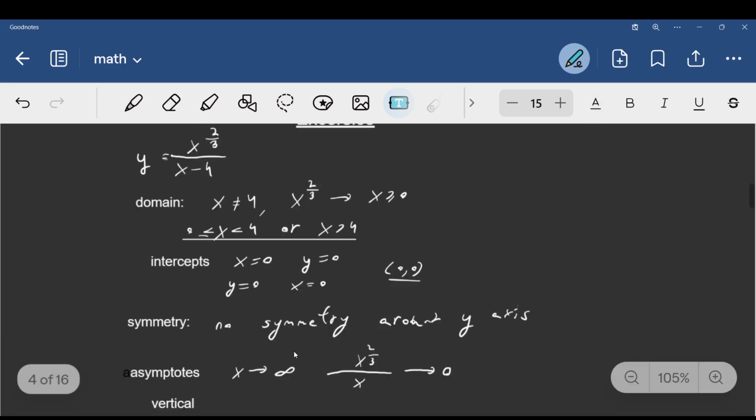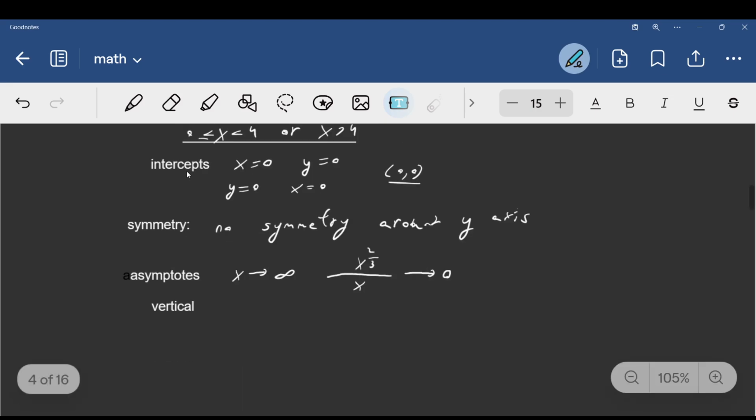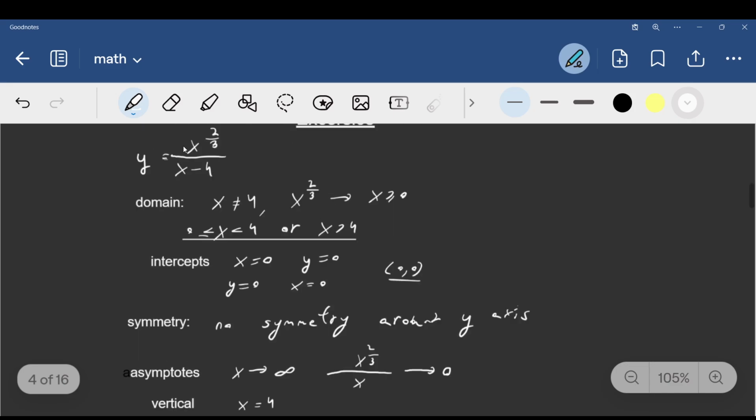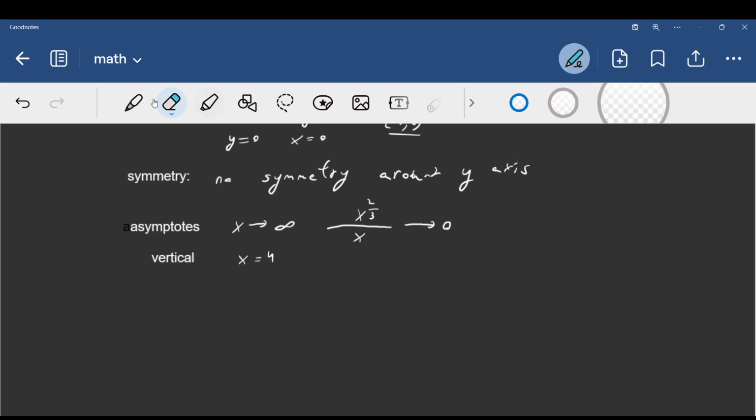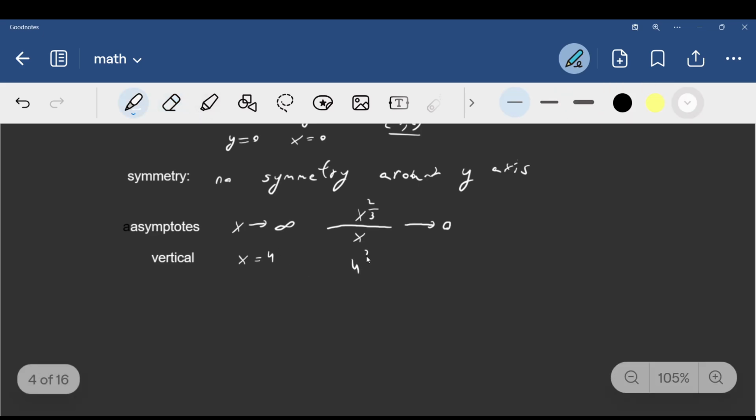So the only suspect for a vertical asymptote is the value x equals 4. So let's see what happens to our function as it approaches 4. We cannot substitute exactly 4 because the denominator will become 0. So let's see what happens if we just approach 4. So if we approach 4, the numerator can be thought of as exactly 4 because, for example, looking at 4.000000001, we can roughly say that it's negligible and it's exactly 4.